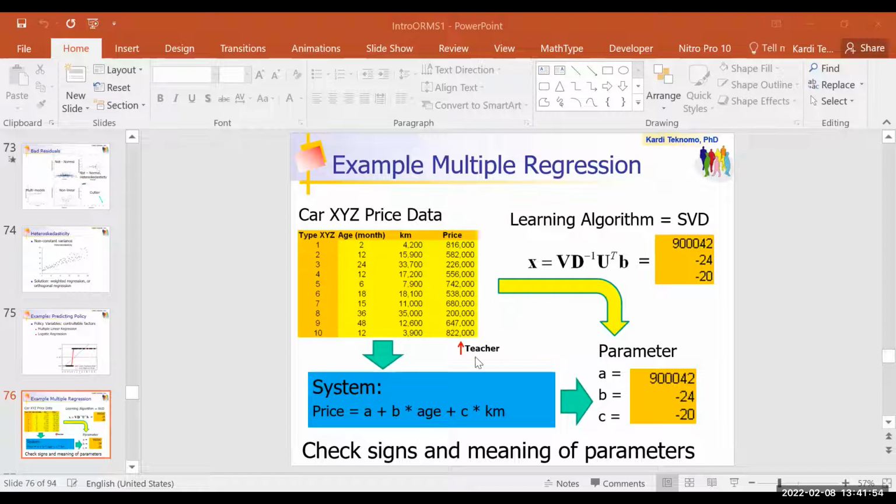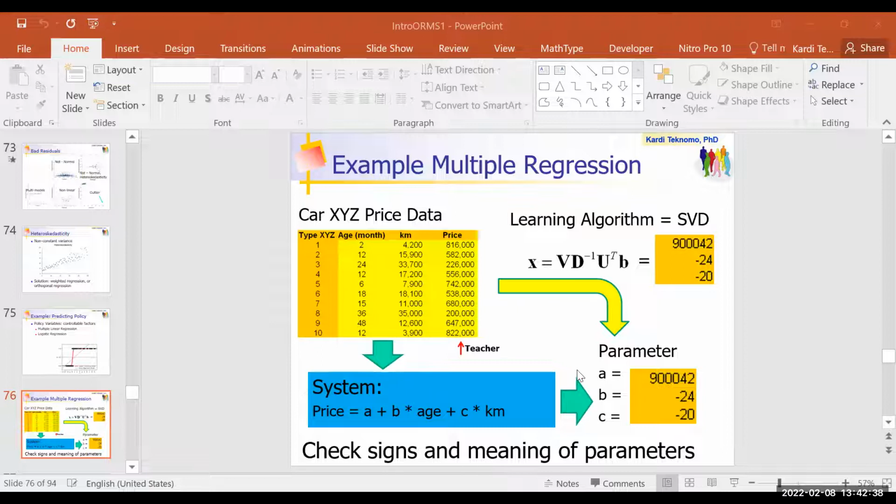So in machine learning, there is what is called teacher. Okay? There's no student, only teacher. And there is a learning algorithm, so basically the model. And there is a system here, which is in this case a multiple linear regression. And the parameters are three, right? A, B, and C. So the age here represents the number of months of the car. For example, a 2 months car and 4,200 kilometer, the price is 800 something thousand or million.